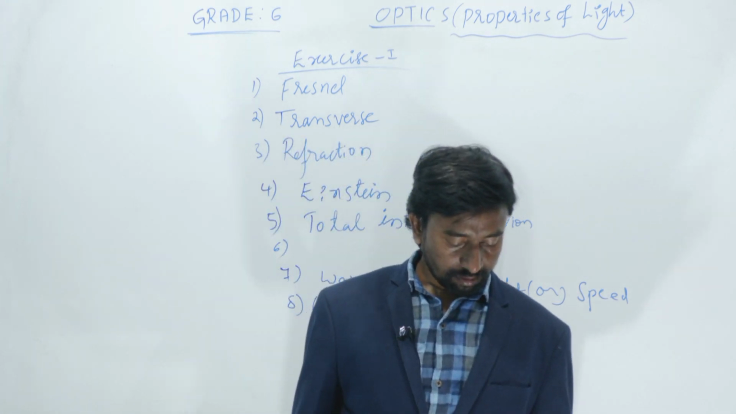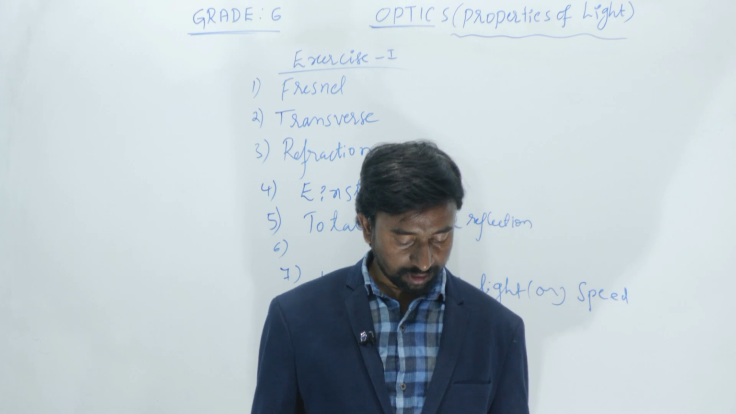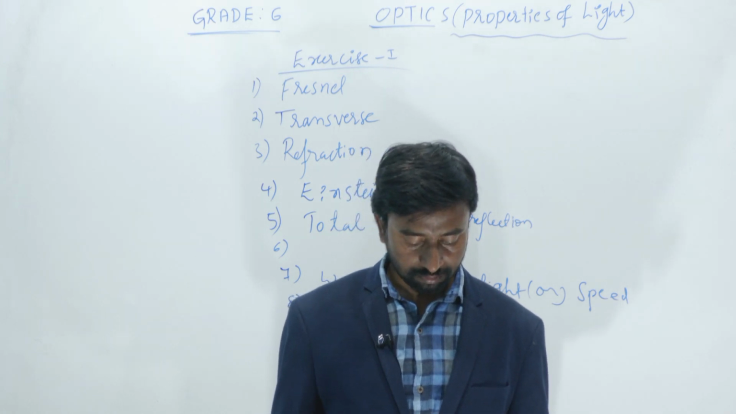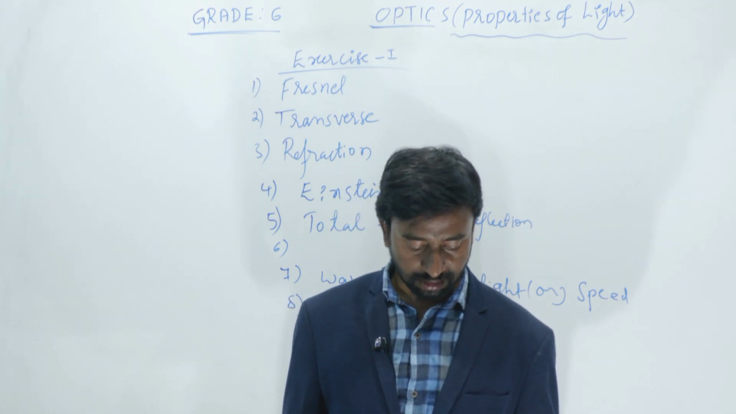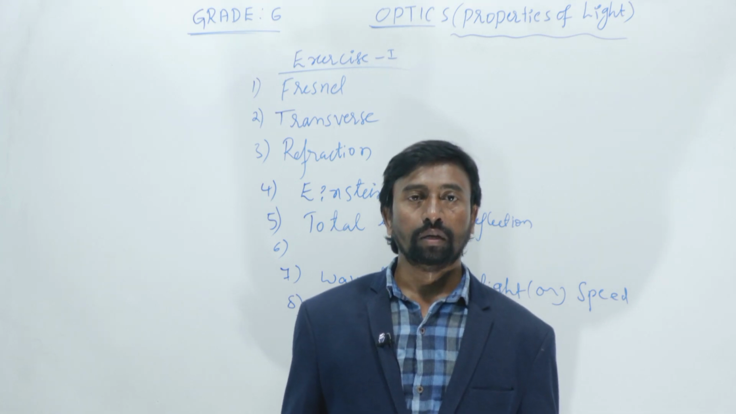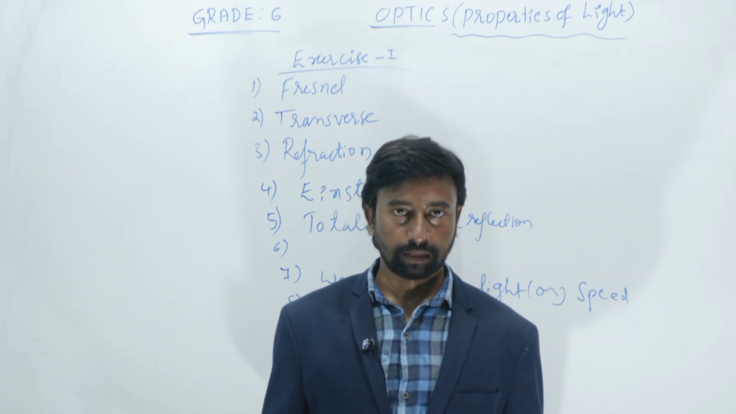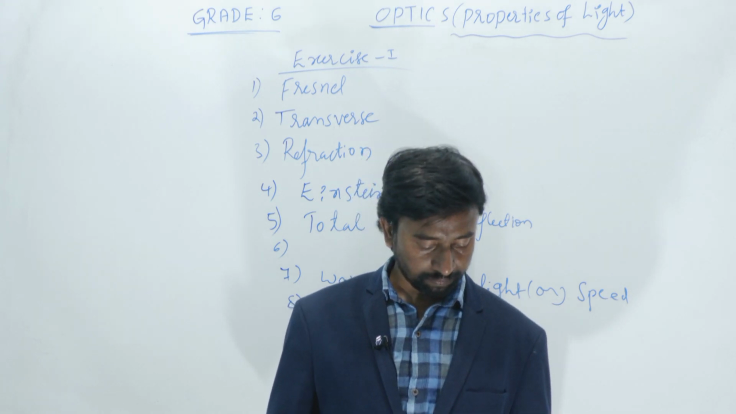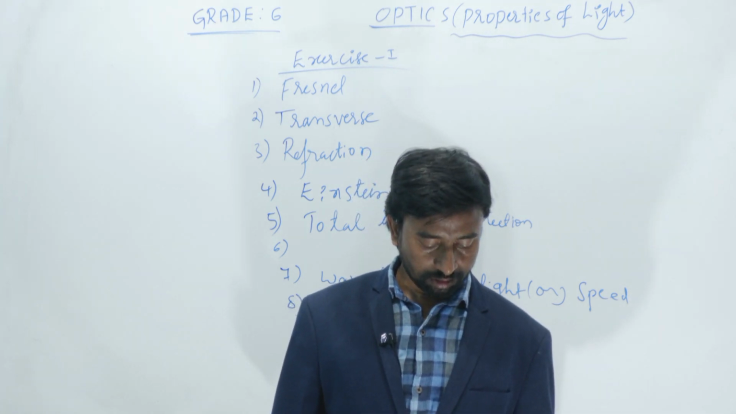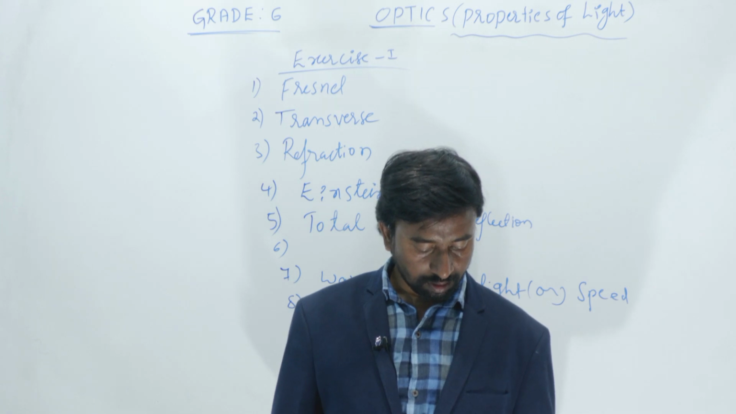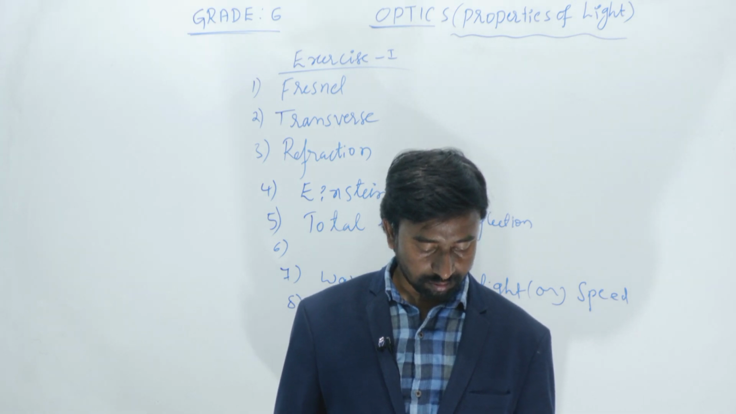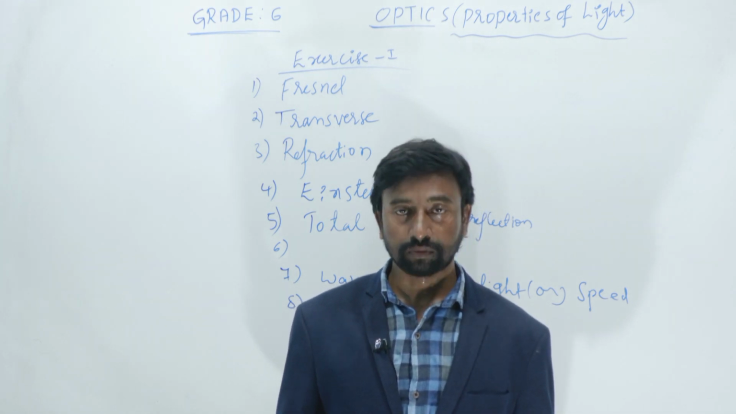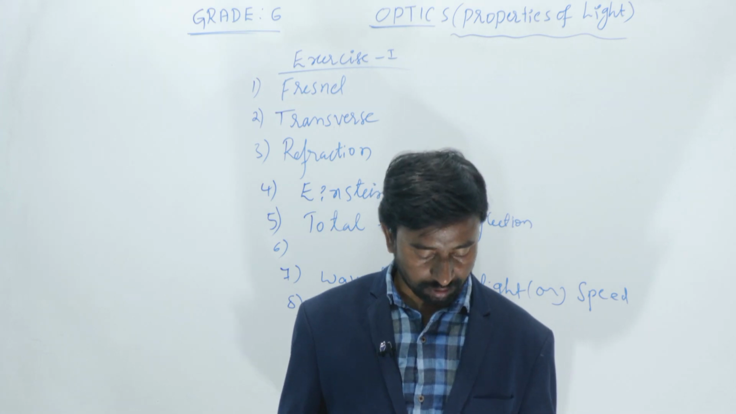According to Newton's theory, the speed of light is more in the denser medium, but this was proven wrong later. Electromagnetic waves are transverse in nature.